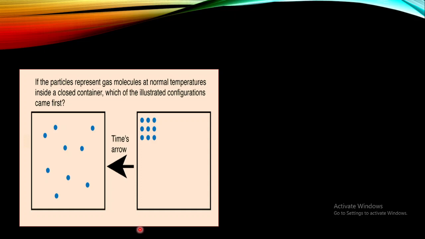So if the particles represent gas molecules at normal temperature inside a closed container, which of the illustrated configurations came first? You have been given two snapshots of particles inside a container at normal temperature, and you are asked which of these formed first. You can see that the right picture is in a more ordered state, and the left picture is in a disordered state. So which would have happened earlier? The ordered state happened earlier and the disordered state has just happened. So you can know the time flow: this is the first one, and the second one is the disordered.